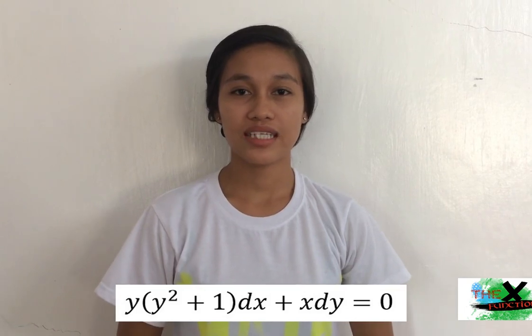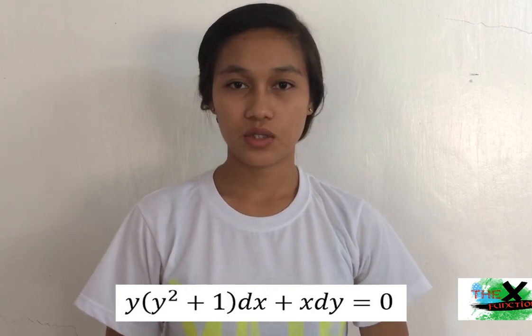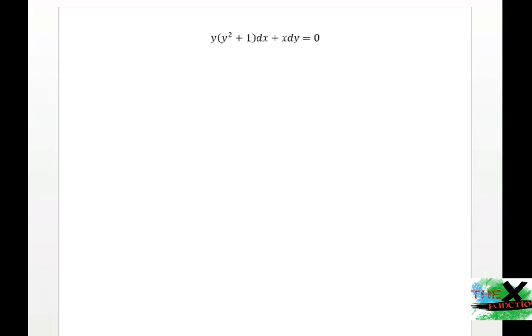Let's have our first equation. Our first equation would be y times (y squared plus 1) dx plus x dy is equal to 0. Let's have a closer look. Distribute y in the first term. Then we have (y cubed plus y) dx plus x dy is equal to 0. Then distribute the dx to the first term. So we have y cubed dx plus y dx plus x dy is equal to 0.